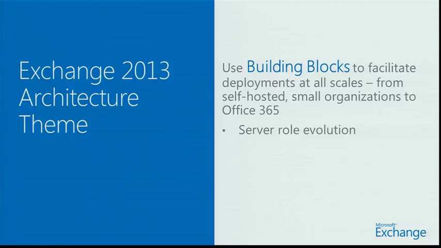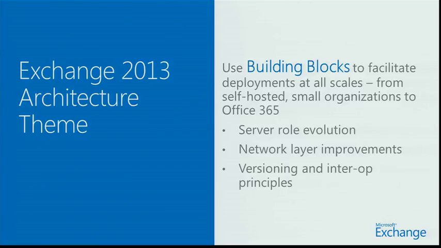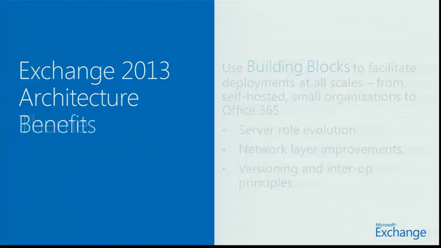We evolved the server roles as part of the new architecture. We reduced them from 5 down to 2. We simplified things with respect to the network, making sure that we were a good citizen as far as the network's concerned. And we also simplified things with respect to versioning and interop so that we can handle both down-level and up-level servers without customers having to do too much work in order to do that.